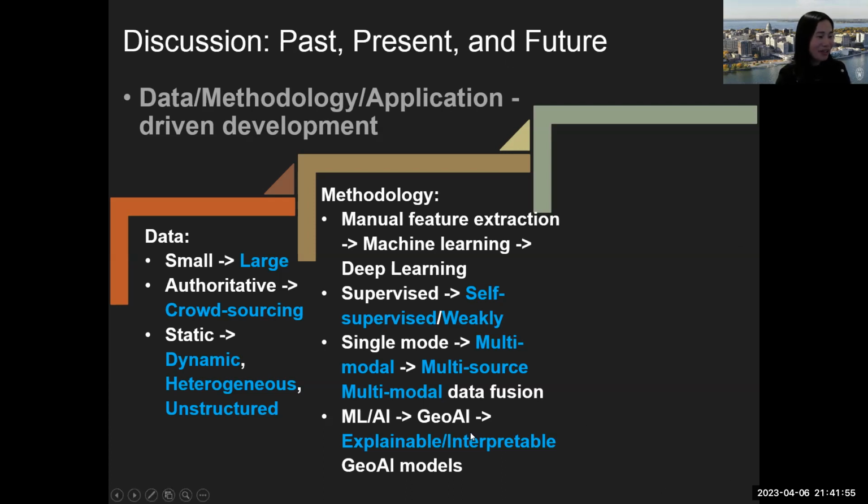Gradually, we hope that we will make a further movement, develop explainable, interpretable GeoAI models. In that case, the model, especially the deep learning model, is no longer a black box to us. All the parameters and the performance are explainable, interpretable to us.